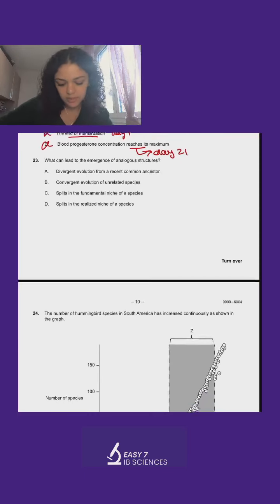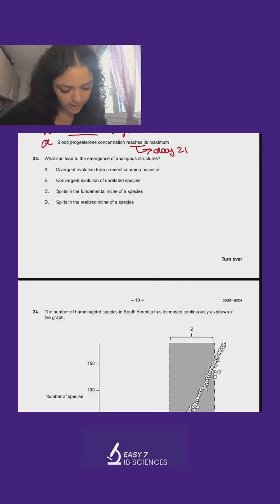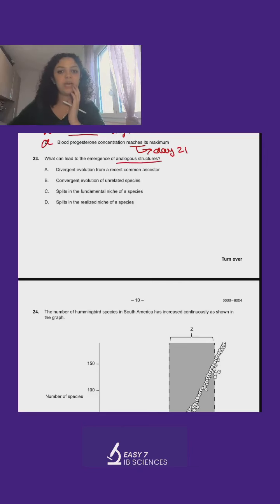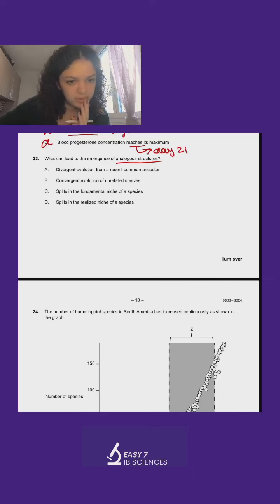Okay. Next it says, what can lead to the emergence of analogous structures? I hated this topic. Hopefully you guys hate it as much as me. Okay, is this an HL past paper or SL? It's an SL past paper, but if you're HL, you can also do it. Eve also hates this topic. I agree, Eve. It's horrible. Ugh. Thinking about it makes me nauseous.